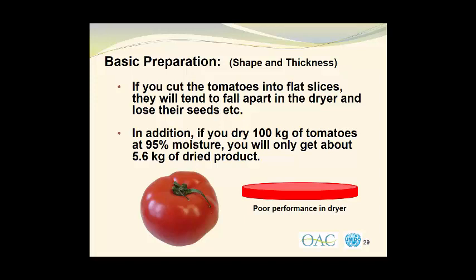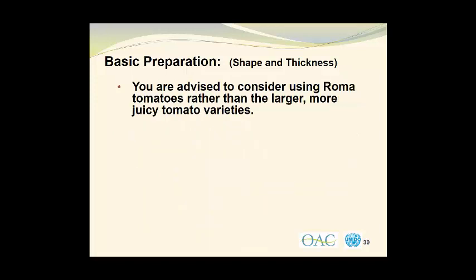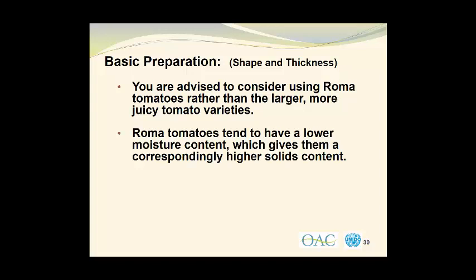In addition, if you dry 100 kilograms of tomatoes with an initial moisture content of 95%, you will only get about 5.6 kilograms of dried product. You were advised to consider using Roma tomatoes rather than the larger, more juicy tomato varieties. Roma tomatoes tend to have a lower moisture content, which gives them a correspondingly high solids content.